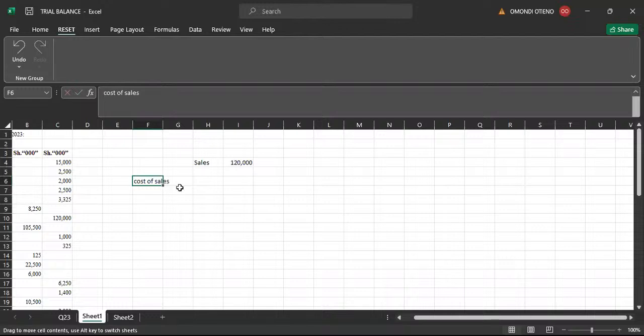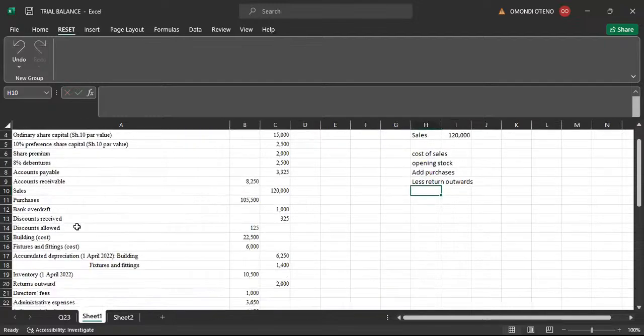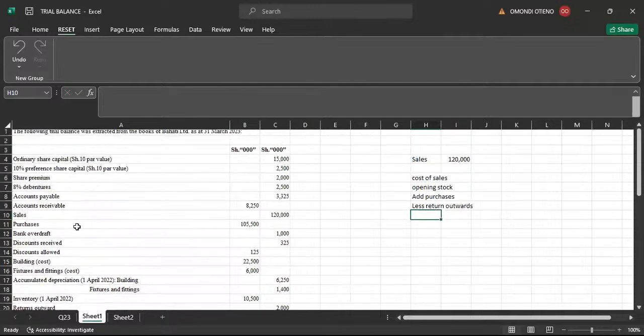We are going to move to cost of sales. And under cost of sales, we start with opening stock. We add purchases. These purchases here, maybe we might be having return outwards. Return outwards should be subtracted. If we have carriage inward, it should also be included there. But let me see if we have it in this particular question. Do we have carriage inward?